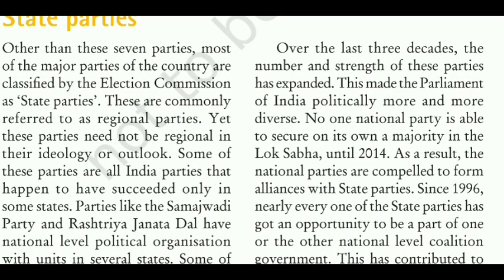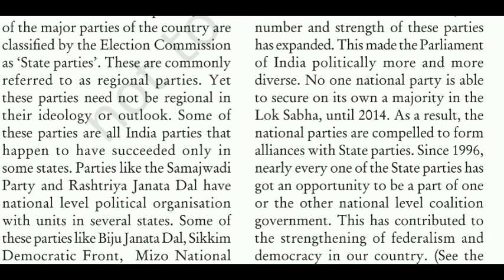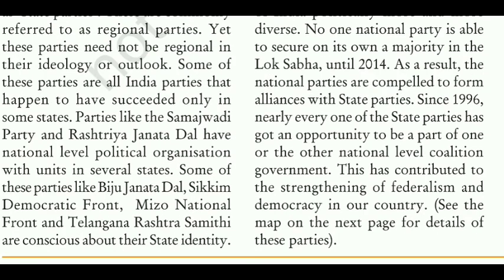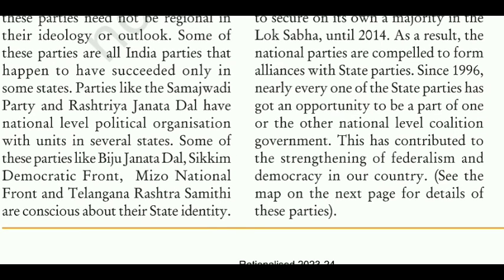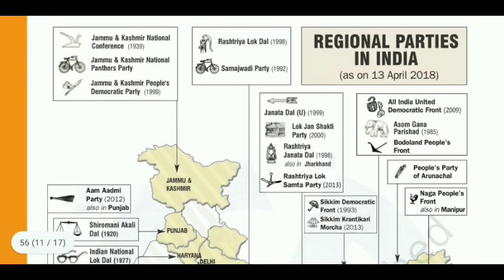This made the Parliament of India politically more and more diverse. No one national party was able to secure on its own a majority in the Lok Sabha until 2014. As a result, the national parties are compelled to form alliances with the state parties. Since 1996, nearly every one of the state parties has got an opportunity to be a part of one or the other national level coalition government. This has contributed to the strengthening of federalism and democracy in our country. See the map on the next page for details of these parties. You can see here the regional parties in India as on 13 April 2018.